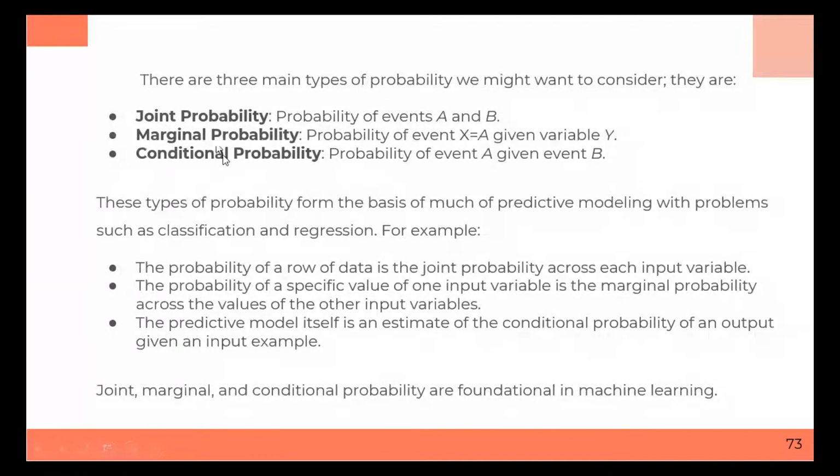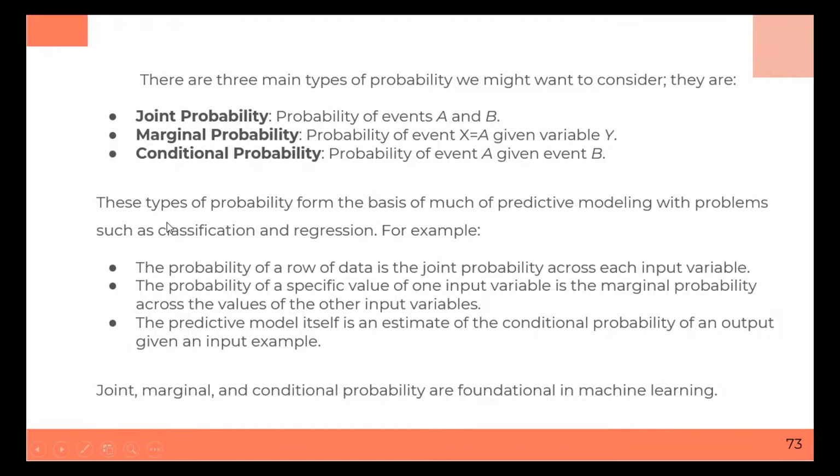Conditional probability: look at the dependency. It is the probability of event A given event B. Here we are not considering any x and y; we are just considering two events purely, so don't get confused with that. Conditional probability is the probability of event A given B. How do you write this: A bar B or B bar A? A given B, so A bar B is the right one.